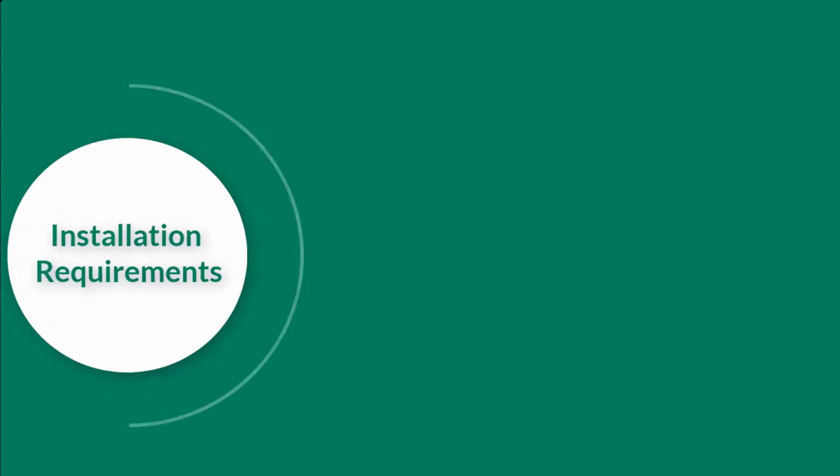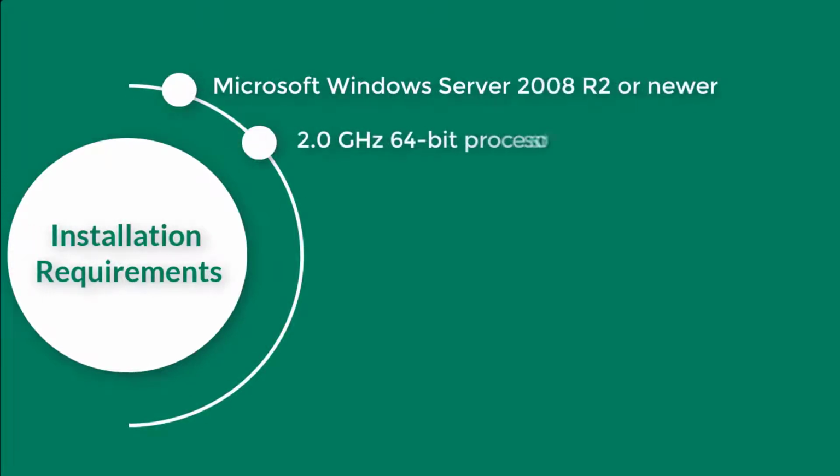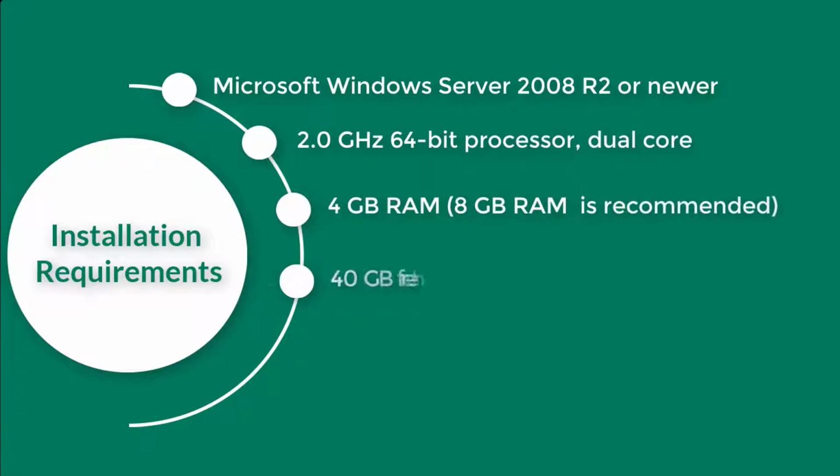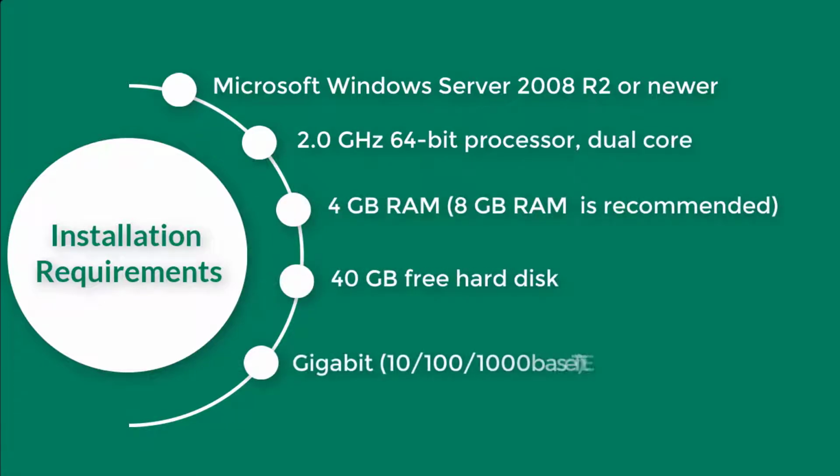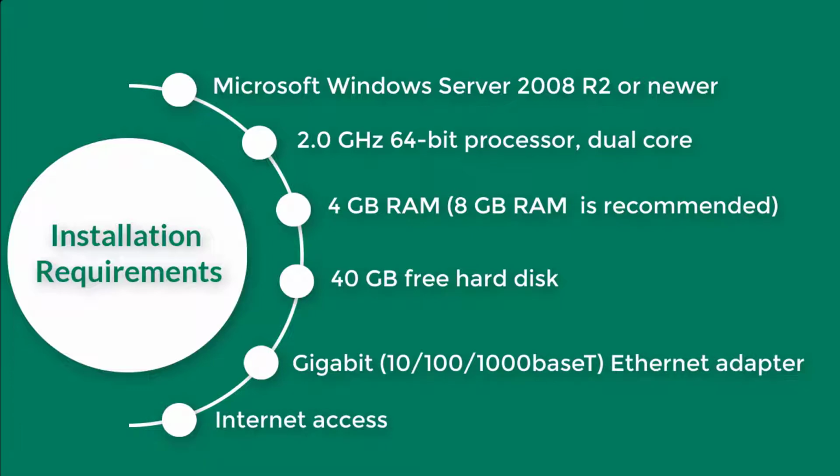Here are the minimum system requirements for the FortiClient EMS installation. For new EMS installations, we recommend using a fresh Windows Server install to avoid any possible software conflicts. The installation process is the same if you're upgrading from an existing EMS version. There is no need to uninstall your current EMS version.